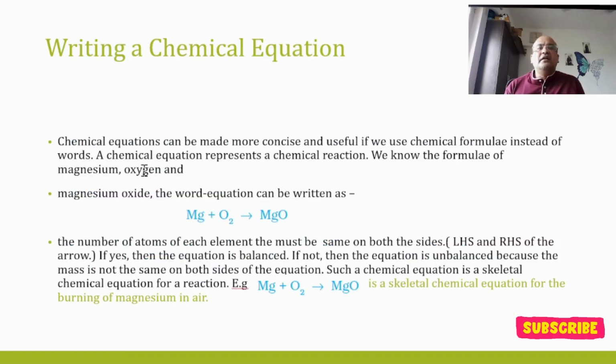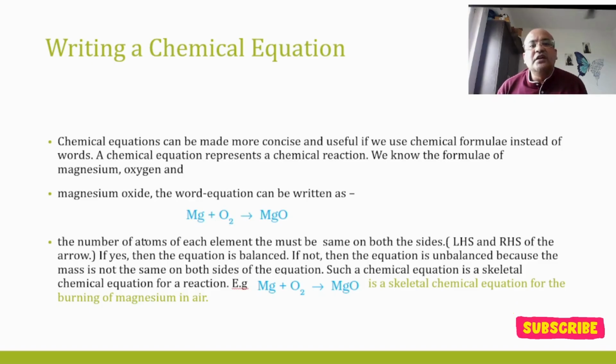Now, writing a chemical equation. A chemical equation can be made more concise and useful if we use chemical formulas instead of words, right? Instead of words, if I use a chemical formula, that will be easier for me. Let us take the example of magnesium reacts with oxygen to give magnesium oxide. The word equation can be written as magnesium plus oxygen gives me magnesium oxide. So this is the equation I have written.